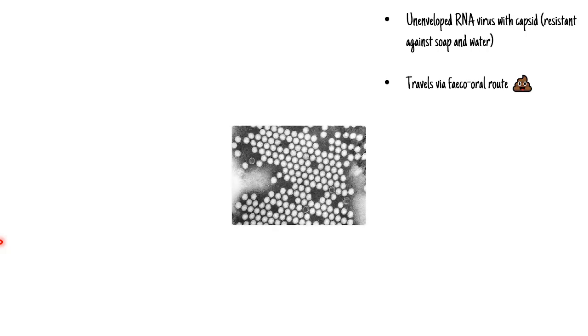Alright, we're going to talk about poliomyelitis. Short, simple, sweet explanation. So polio is an unenveloped RNA virus with a capsid. This means it's resistant against soap and water. It travels via your fecal-oral route. This is a poliovirus under the microscope. Quite pretty if you ask me.